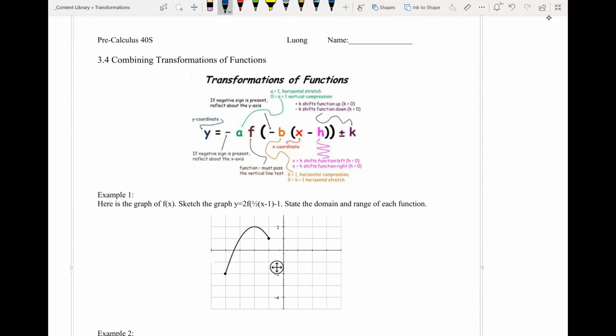The H will shift the graph left or right, so it's a horizontal shift, and then the K will shift your graph up or down, and that is your vertical shift.